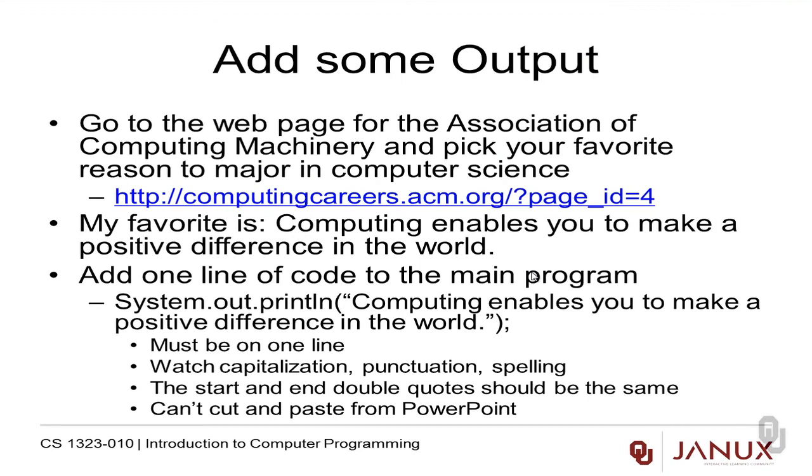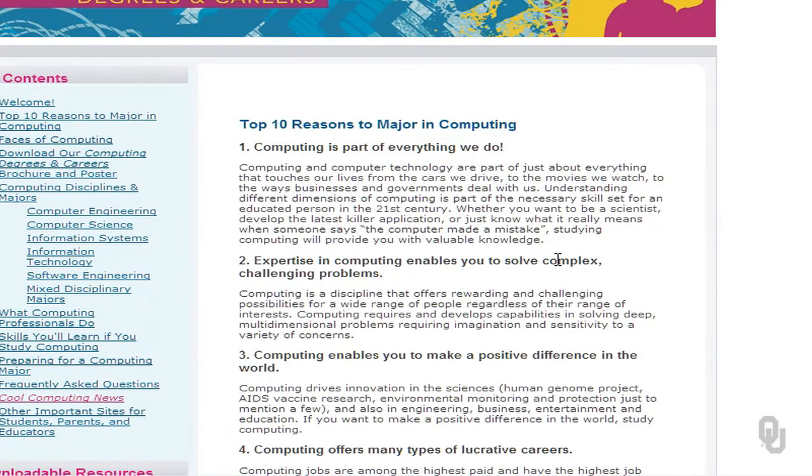So we'll go to the web page for the Association of Computing Machinery and pick your favorite reason to study computer science. So here are the 10 reasons. So look for something that really resonates with you. Computing is part of everything we do. Boy, that's true. Expertise in computing enables you to solve complex and challenging problems. That's true too. Computing enables you to make a positive difference in the world. Now that's something that really resonates with me. So that's what I'm going to put in my program.